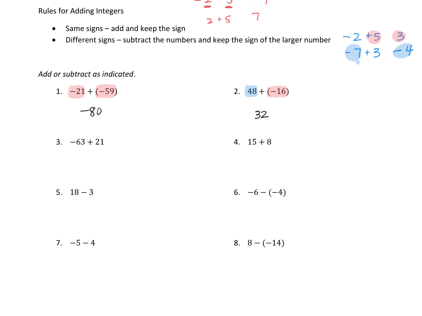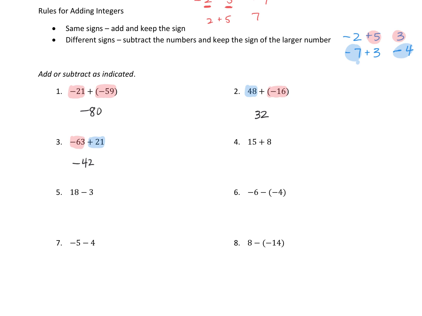All right, number 3. I have a negative 63 and I have a positive 21. So if I'm looking here, I've got different signs, so I need to actually subtract. So 63 minus 21 is 42. And then if I'm just looking at the numbers, 63 versus 21, 63 is bigger. So that means my sign at the end is going to be a negative. Again, this is like you owe $63, you paid back 21, you still owe 42.